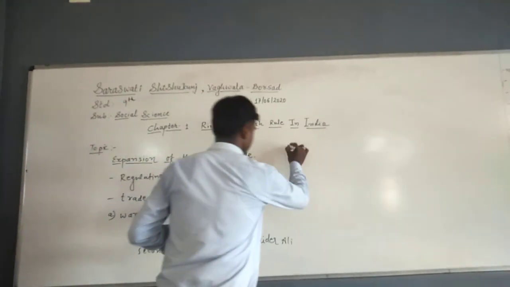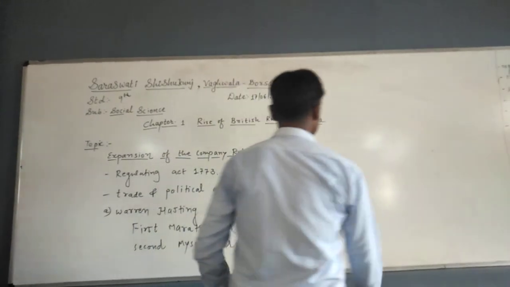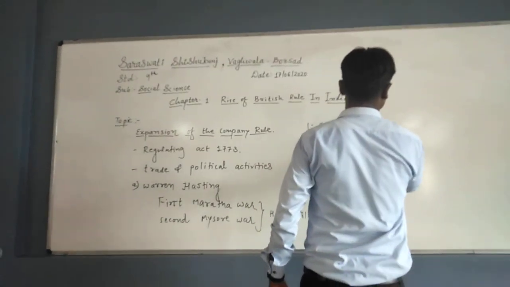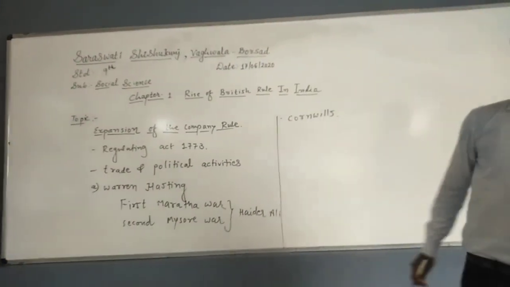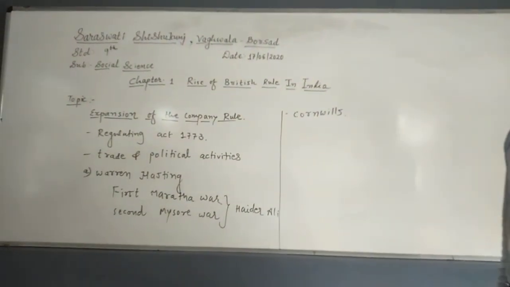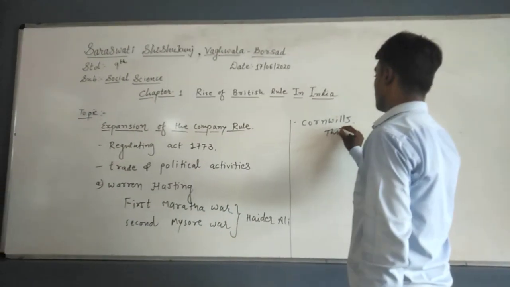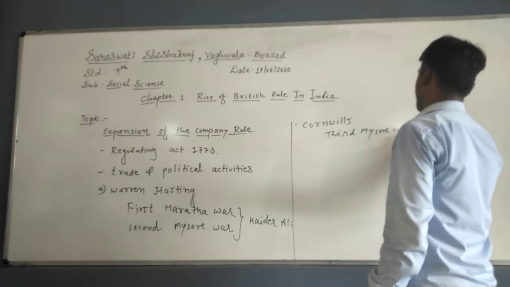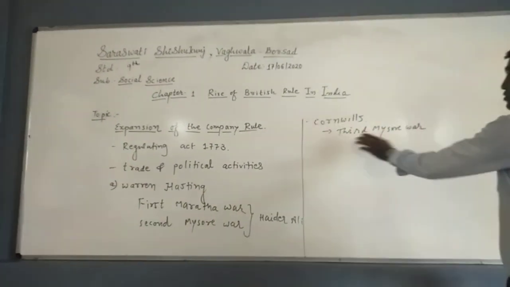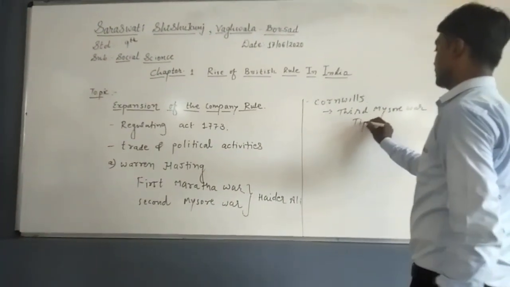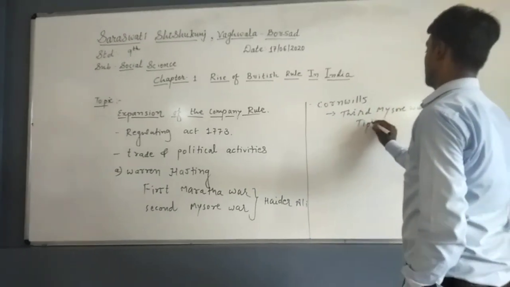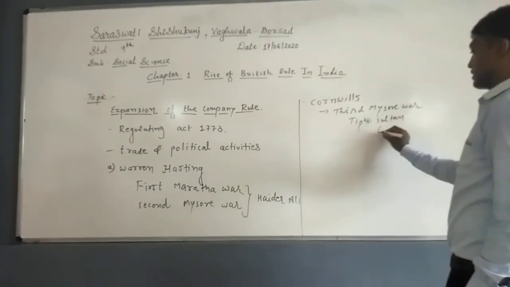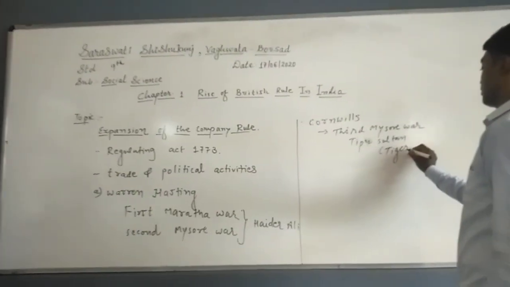after Warren Hastings, the next, Cornwallis became the next Governor General, and he fought the Third Mysore War. Now we had the Third Mysore War with Tipu Sultan, and Tipu Sultan is famously known as the Tiger of Mysore.